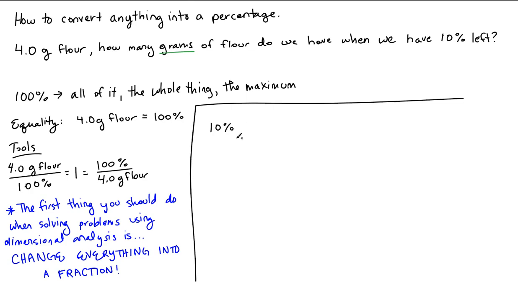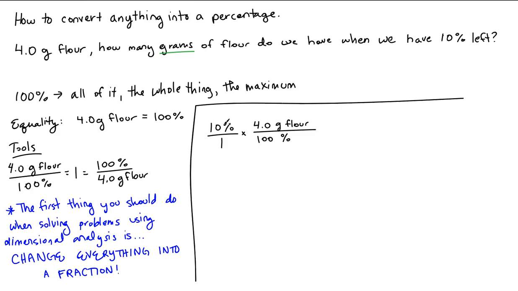And don't you dare move on until you do the very first thing that you should always do when you're solving problems using dimensional analysis. Boom, change everything to a fraction. So let's do that quickly. We don't have to even think about it now. We just divide by 1. And now we don't want percentage because the problem is asking for grams. We need to multiply by a conversion factor that lets us cancel percentage. So we'll need to use this one right here. So let's do 4.0 grams of flour divided by 100%.